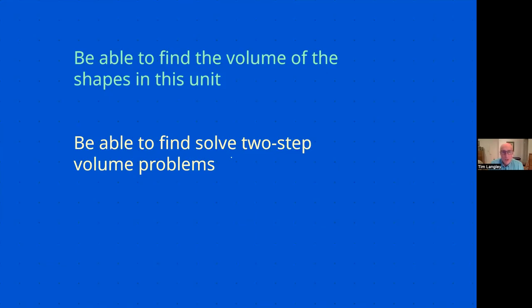All right. The last thing is to be able to find and solve two-step volume problems. Okay. Be able to solve those two-step volume problems. We've just been doing that. So if you do that, you will be ready.